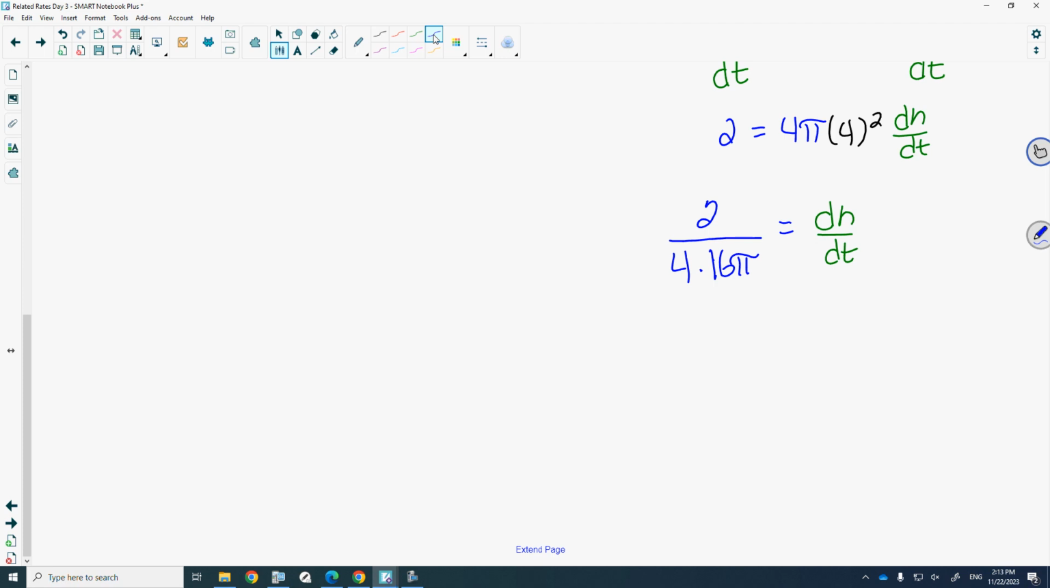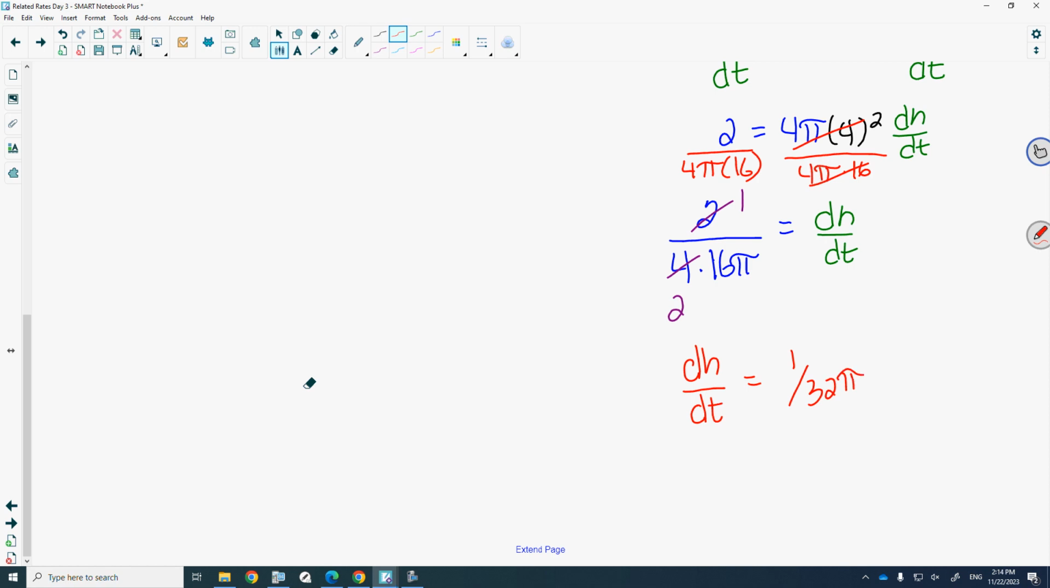Are you okay with doing this? The reason I'm doing that is because 2 goes into 2 once, 2 goes into 4 twice, and then I could just do 2 times 16 to give me 32. What I was doing was dividing this side by 4 pi times 16 and this side by 4 pi times 16, isolating dh/dt. So the rate at which the height of the cone is increasing with respect to time is 1 over 32 pi meters per minute.